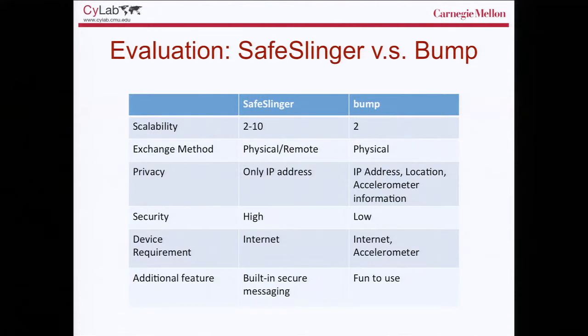We already have quite high security properties compared to Bump. The device requirements are simply internet. I might need GPS and accelerometer data if I use Bump. So we might be able to implement SafeSlinger on more platforms. And we add the additional feature of this built-in secure messaging. And it's also fun to use, although Bump is kind of fun too.